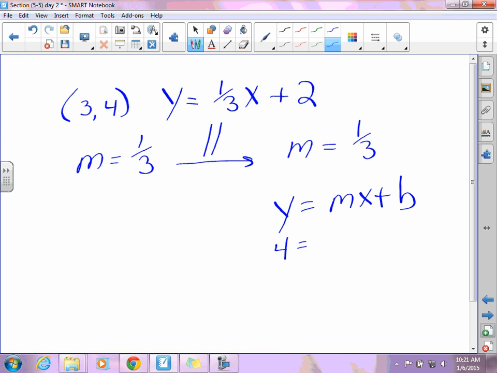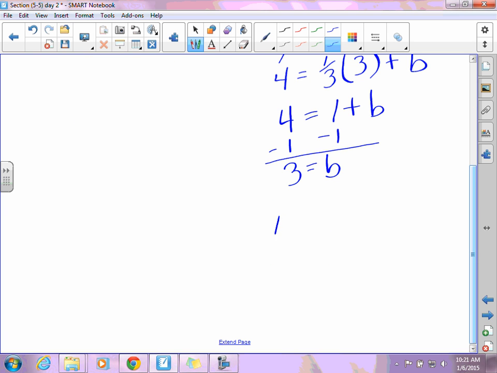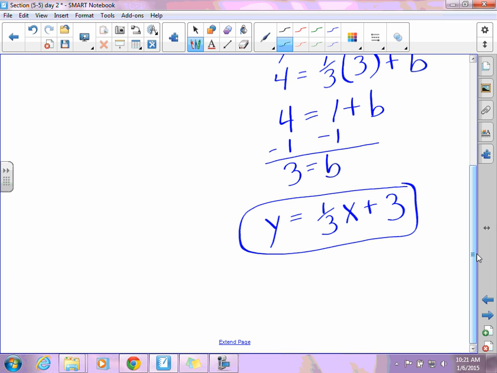My m was 1/3. My x is 3. Where did you get that from? The ordered pair, plus b, because that's what I'm trying to find. Okay, so 4 equals, what's 1/3 times 3? It's 1. Plus b. I'm going to subtract my 1 to get b by itself, so 3 gives me b. My new equation then is y equals 1/3 x plus 3.